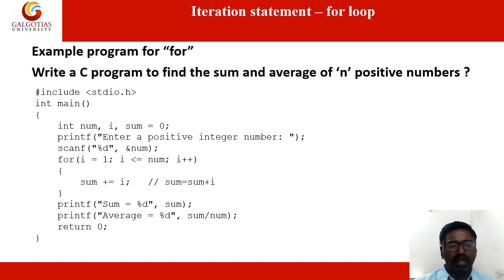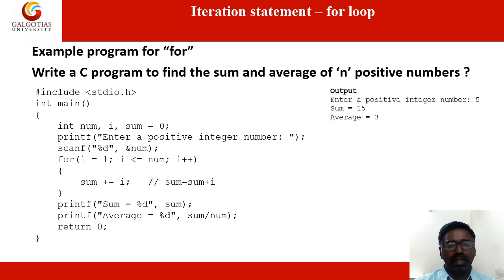Now the sum variable holds the summation of the first n positive integers. Another requirement is to find the average. How to find the average? Sum divided by the total number. The number supplied by the user is printed here, sum divided by number. So automatically the sum and average of the first n positive integers is printed.